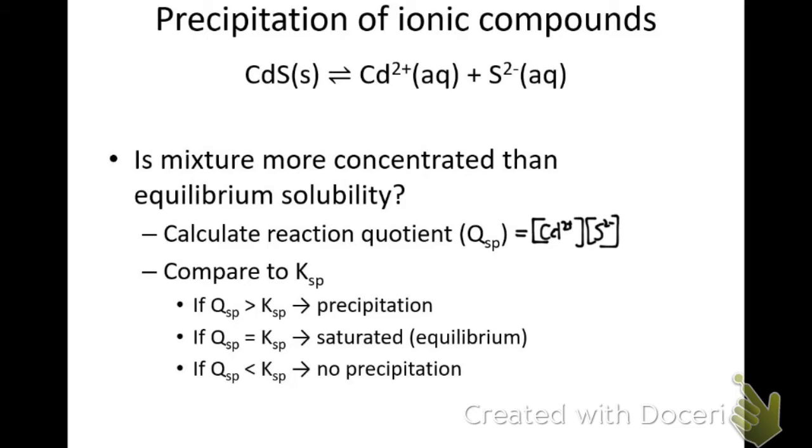If QSP is bigger than KSP, that means we have too many of the aqueous ions compared to equilibrium, so that will result in precipitation. If QSP is less than KSP, that means we have not enough aqueous ions and more could be dissolved. And when QSP equals KSP, that means that the solution is saturated. No more can go in without precipitating, but we have the maximum dissolved, and that's equilibrium.